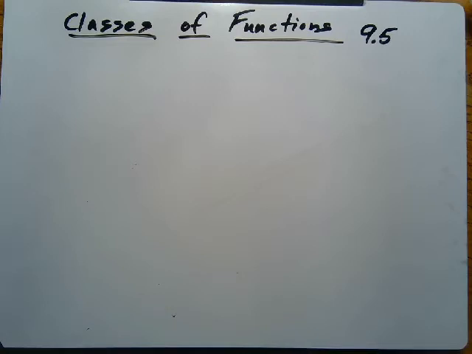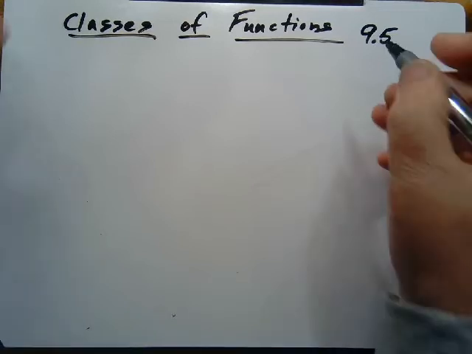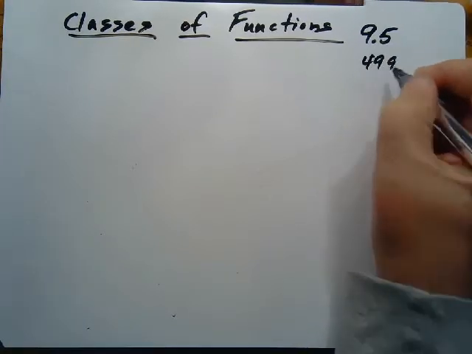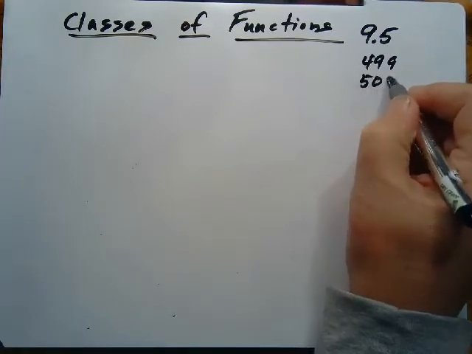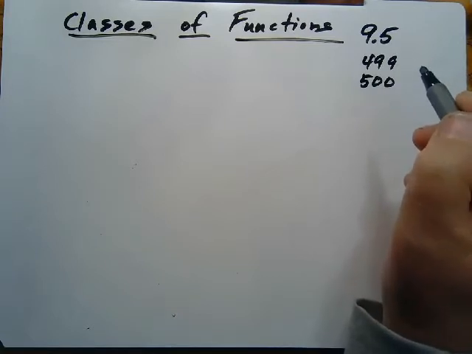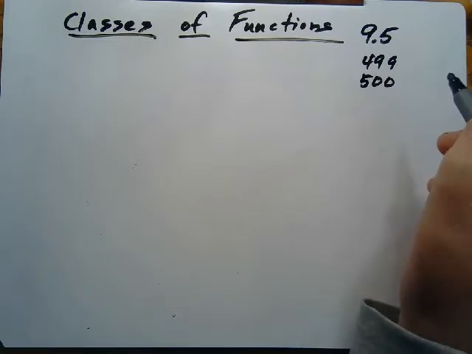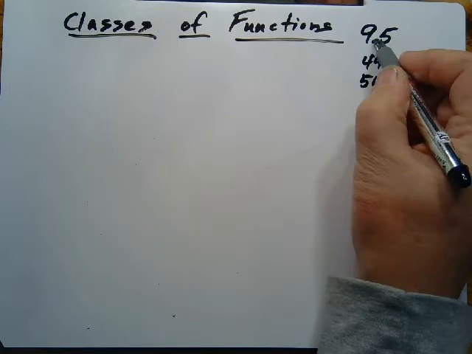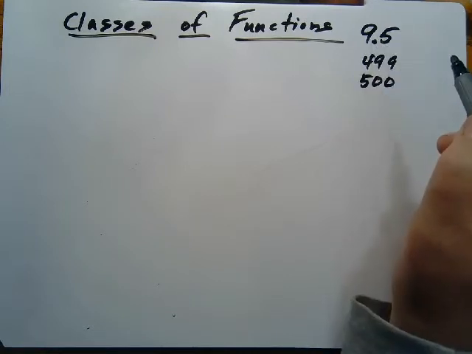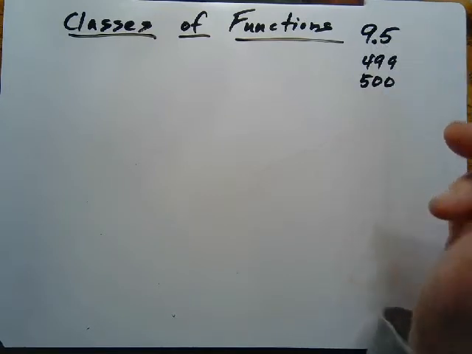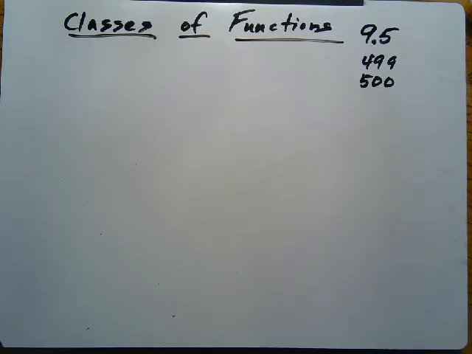Hi everybody, here we are today working on section 9.5, called Classes of Functions. If you look at those pages in the book, page 499 and 500, there are nine different pictures there. We'll talk about it in a minute, but those pictures are not all the possible pictures, but those are the ones that are going to be talked about on this assignment.